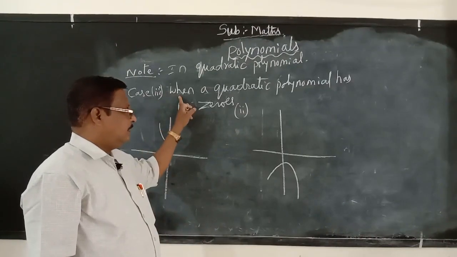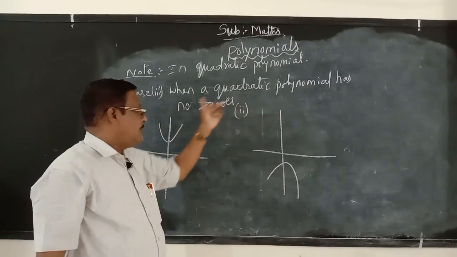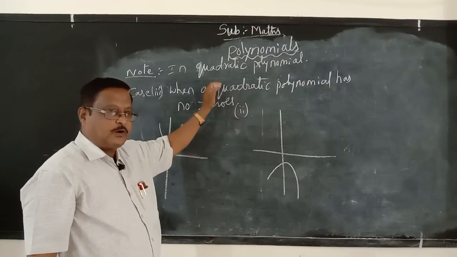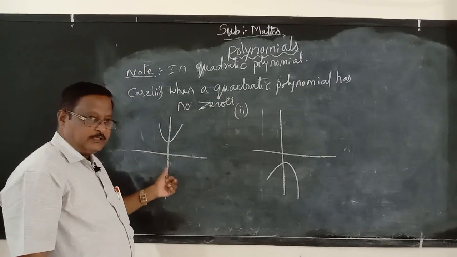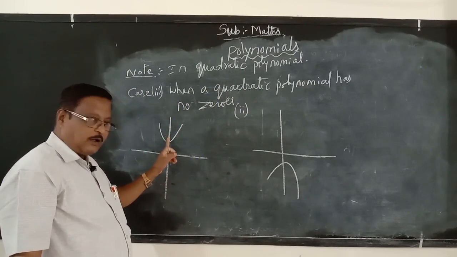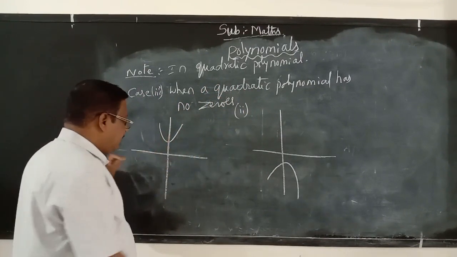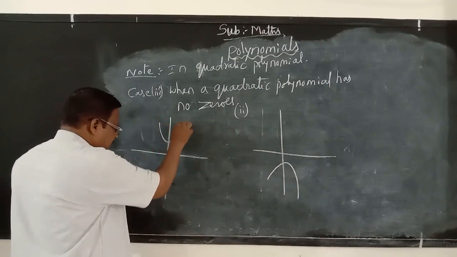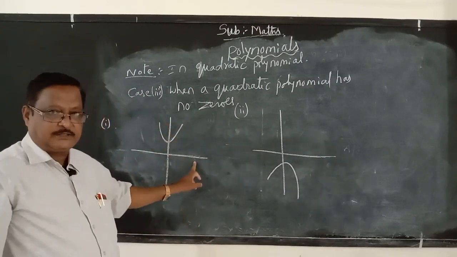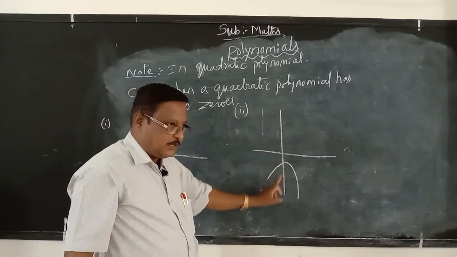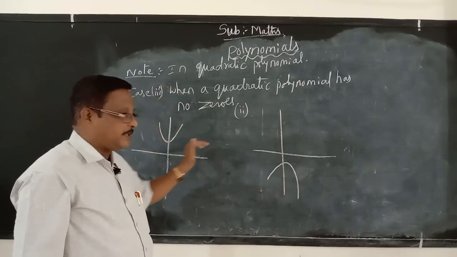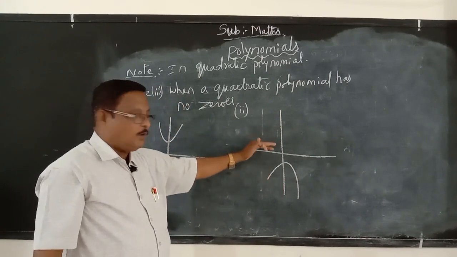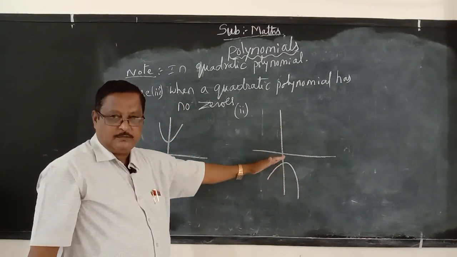Case number 3, when a quadratic polynomial has no zeros, it means the quadratic polynomial does not have any zeros. Here in the first example, the graph is a parabola like this. Here the parabola does not intersect the x-axis. Here also the parabola does not intersect the x-axis, it only intersects the y-axis. In this case there are no zeros of the polynomial.